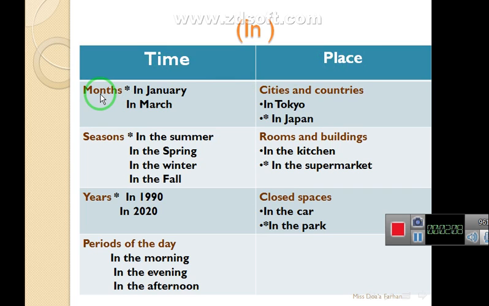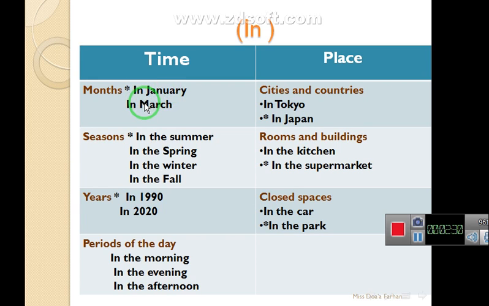We have months. month معناها الشهور بالعربي. So when we are going to talk about the months لازم نستخدم قبل ال preposition in. ما ينفعش نستخدم لا on ولا at, only in. For example here in January. January it means يناير بالعربي. Here January يعتبر month, شهر. So I have to use in.